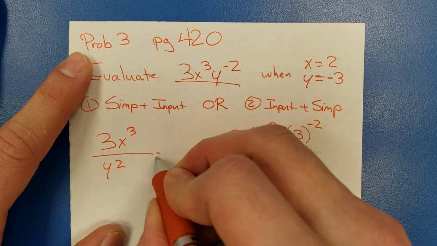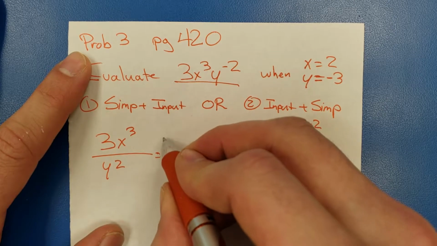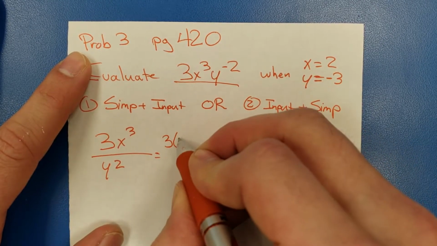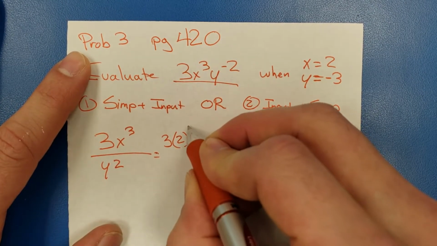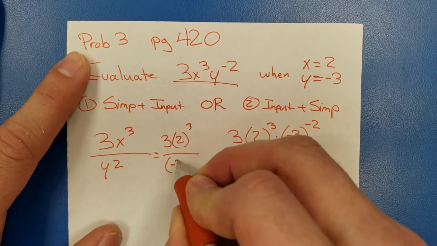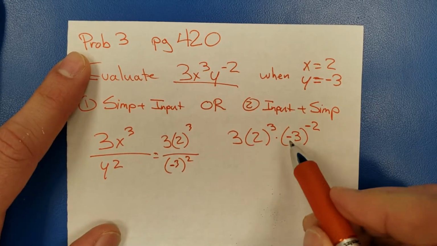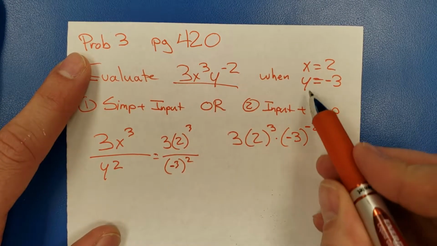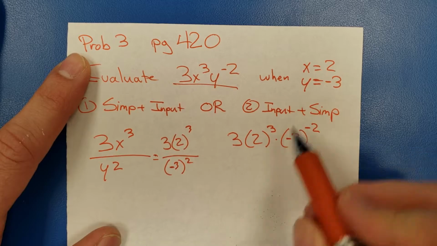Now when I put my values in, when I do my inputs, I always use brackets. So as you can see, there's 3 times 2 to the third power all over bracket. We'd have a negative 3 to the second, which would honestly be the same thing I would do as if I put them in first and then I would rewrite.